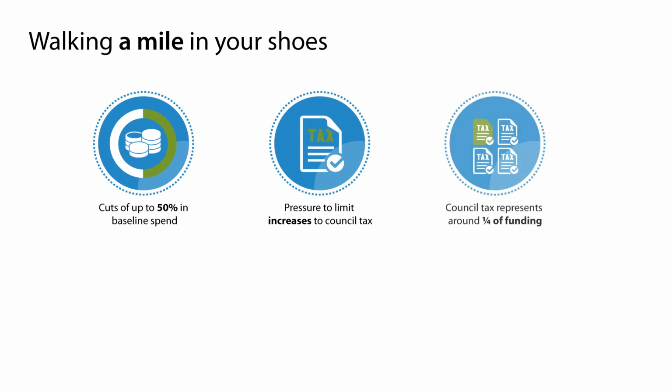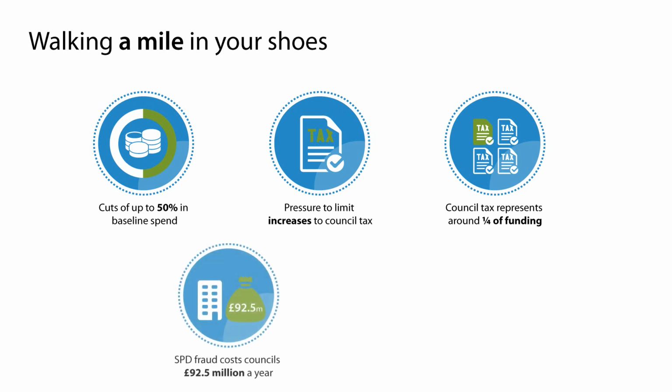Council tax is a significant revenue stream for any authority, representing around a quarter of overall funding, and this makes tackling council tax fraud and error a front-of-mind issue for local authority leaders in order to optimise income to protect frontline services. A sensible place to start in this income optimisation mission is with council tax exemption fraud, and more specifically, single-person discount fraud, which the National Fraud Authority estimate costs local authorities £92.5 million a year.